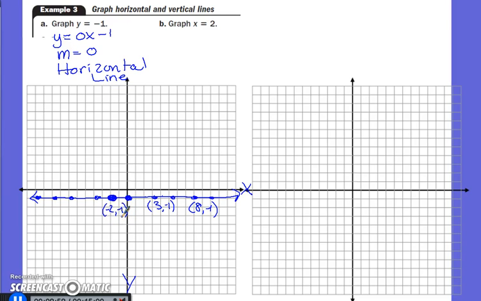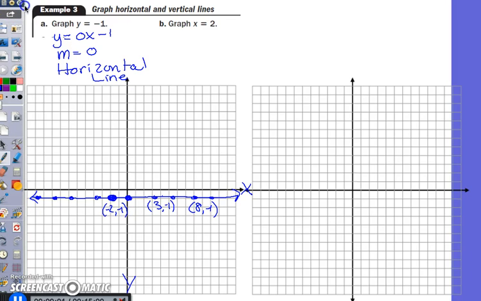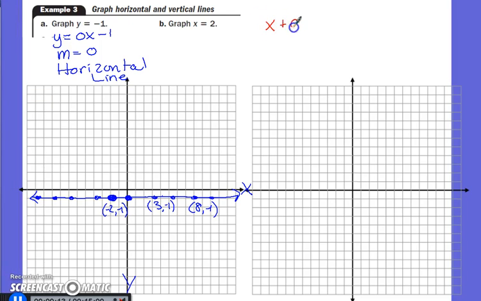But when we look at b, so let me look at b here real quick. Look at b, I'll do it in red, maybe. Alright, guys. So this is x plus 0y equals 2. Now I wrote it in standard form, and I put 0y. Just so you know, we don't need that, but I need you to know that this is a vertical line.